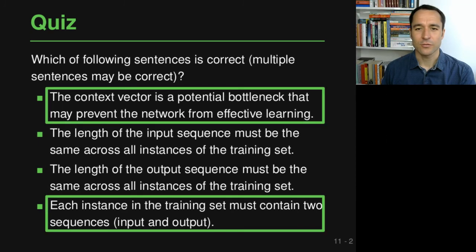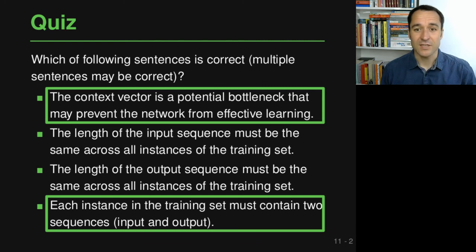All right, so let me show you the solution. So the first sentence is correct. So this context vector can indeed be a potential bottleneck that may prevent a network from effective learning. So as an extreme case, suppose we just make this context vector of size one, which basically means there's one real-valued number that needs to summarize the entire input sequence, then this is unlikely to work for any complex translation task.